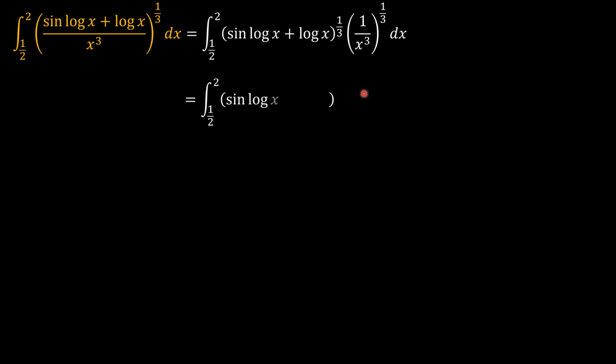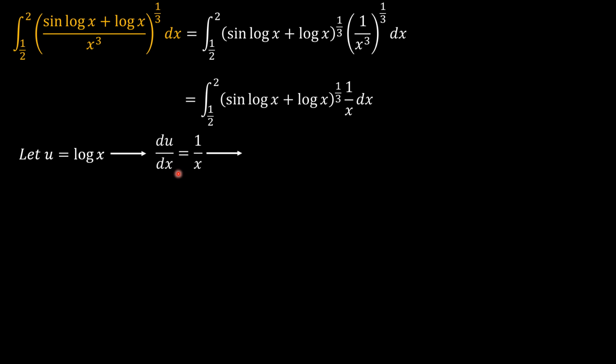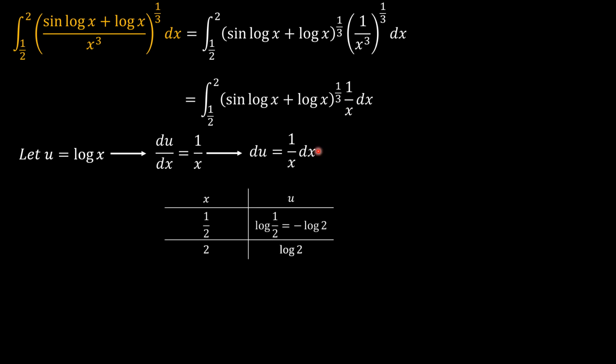And so when that happens, it's just so easy to see that what this problem is demanding you to do is to substitute for log x. So we're going to say let u be equal to natural logarithm of x, so that du/dx is the same as 1 over x. That means that du is equal to 1 over x times dx. So we see here this could easily be substituted, but let's deal with the limits. When x equals a half, we have log of a half, which is negative log 2, and when x equals 2 we have log 2.